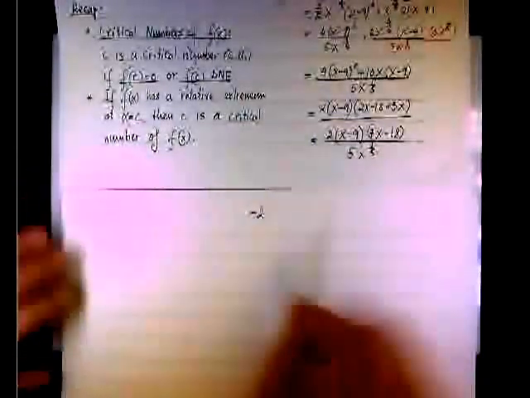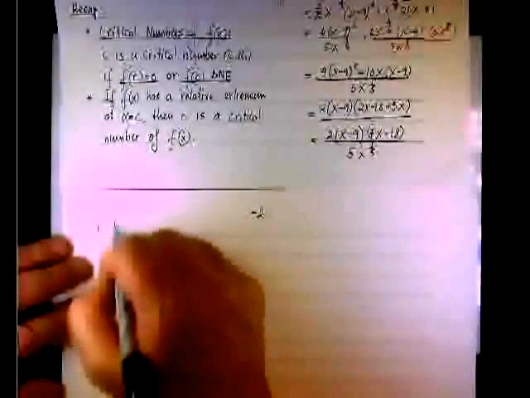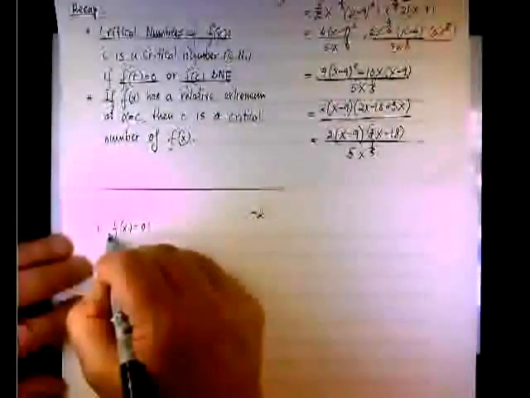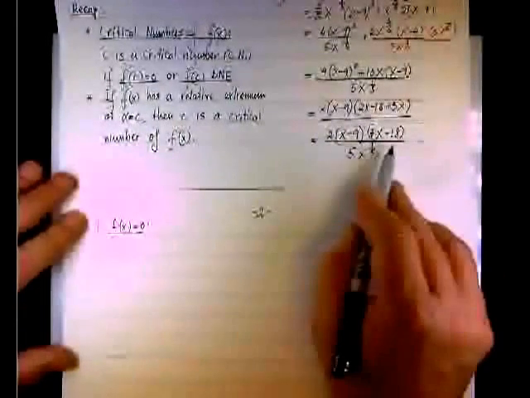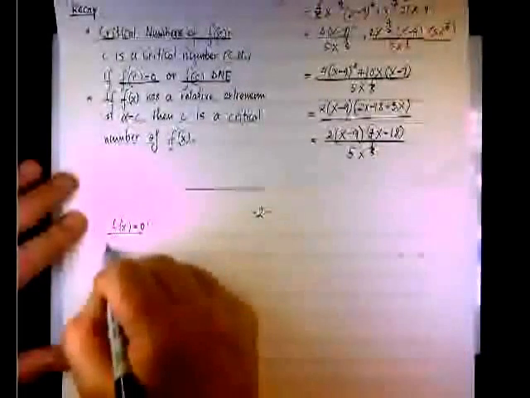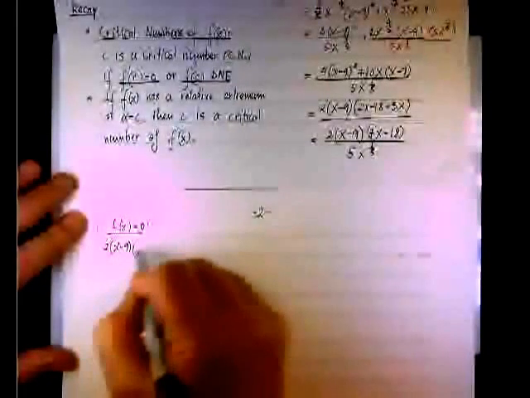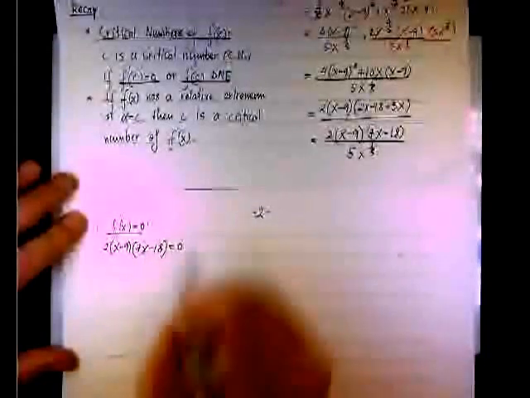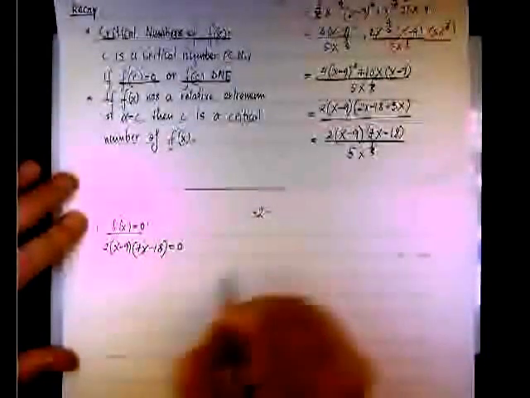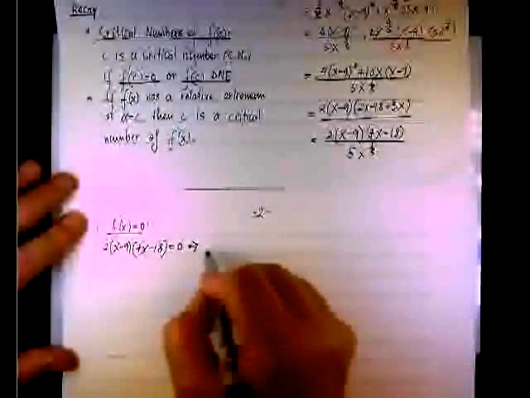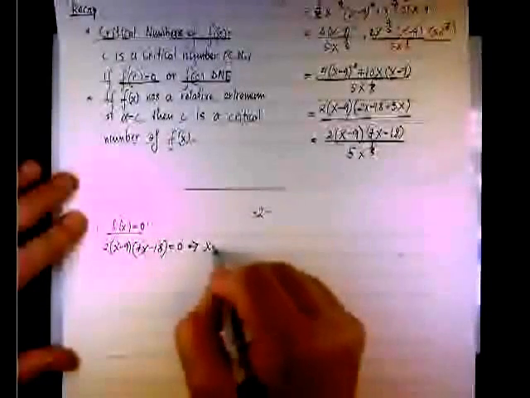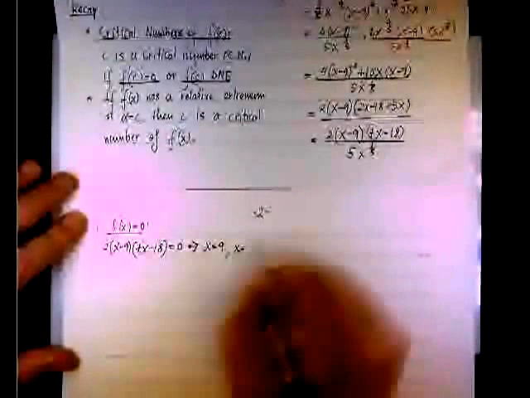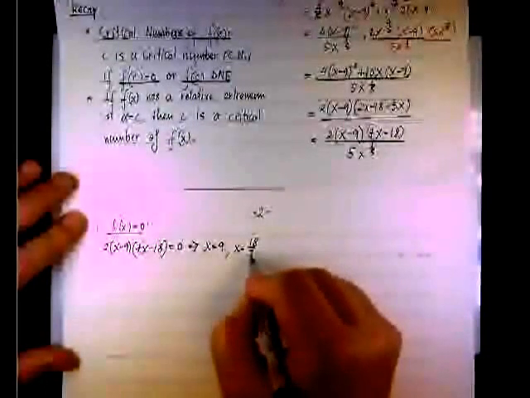All right? So the first case is f prime of x equals 0. We are looking at this, and in other words, I'm looking at the derivative. It means that 2 times x minus 9 times 7x minus 18 equals 0, and this gives me two values, right? One value is x equals 9, and the other is x equals 18 over 7.